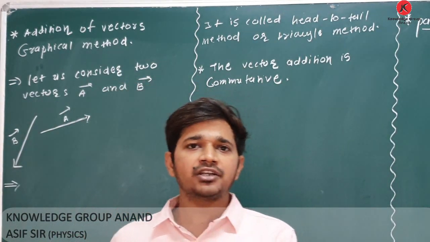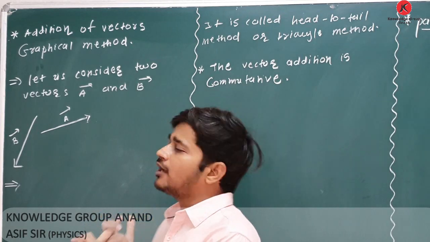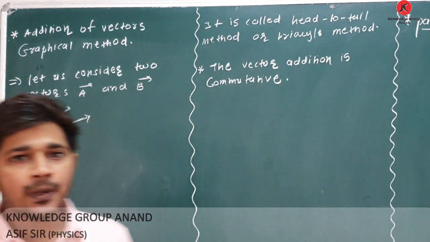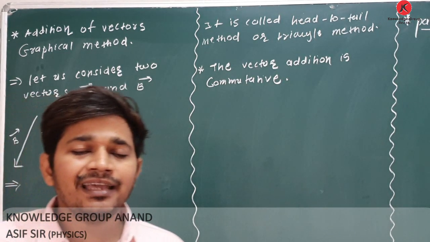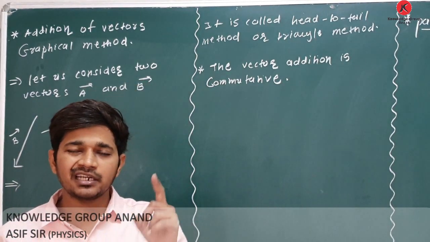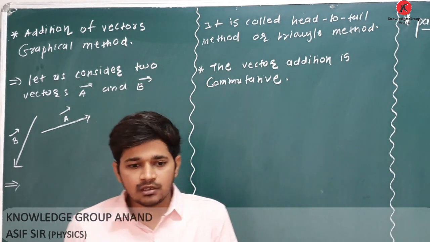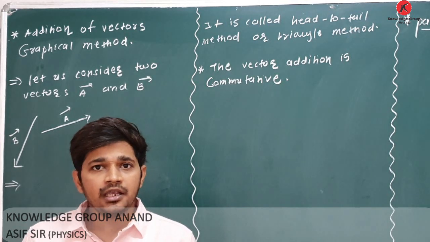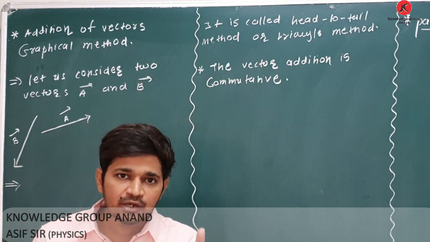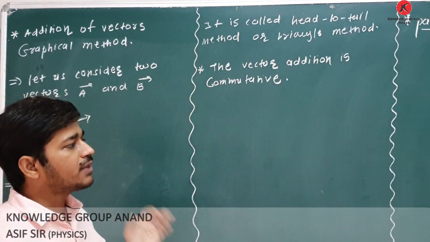You have two methods for vector addition, one graphical method and one analytical method. Okay, first of all we will see graphical method. See, graphical method you have to understand because we will use such method in 11th and 12th also. Some laws, for example, gravitational law of Newton, Coulomb's law, to obtain some equations, we have to use such graphical method.